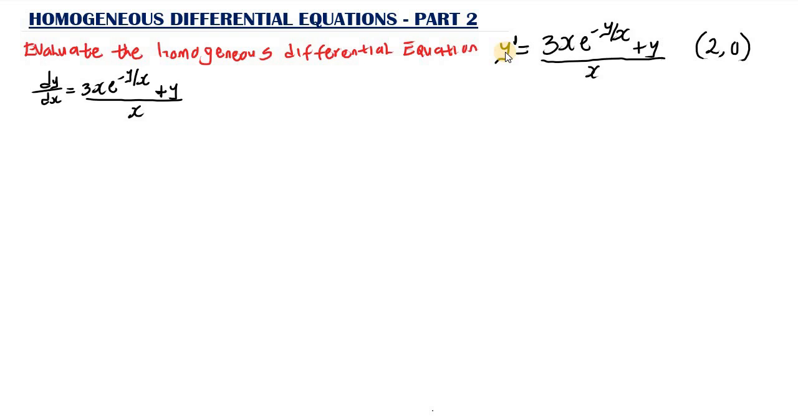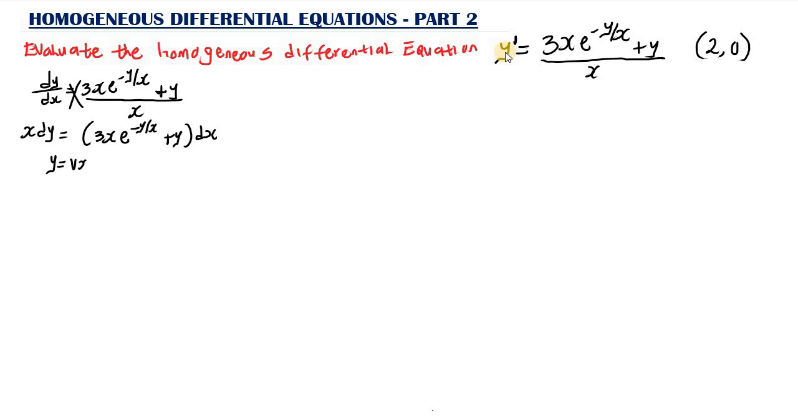We need to try to break down this equation, so we are going to cross multiply. If we cross multiply, we are going to have s dy is equal to 3s multiplied by e raised to the power of negative y over s, plus y, then multiplied by ds.